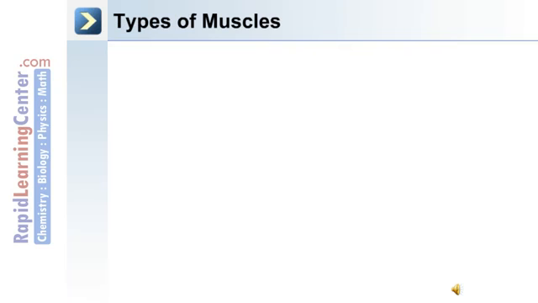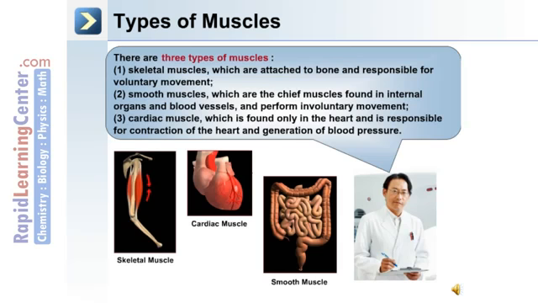There are three types of muscle in our body: skeletal muscle, smooth muscle, and cardiac muscle. Skeletal muscle is attached to bones and is responsible for voluntary movement. Smooth muscle are the chief muscles found in internal organs and blood vessels, and they perform involuntary movement. Cardiac muscle, which is found only in the heart, is responsible for the contraction of the heart and the generation of blood pressure.